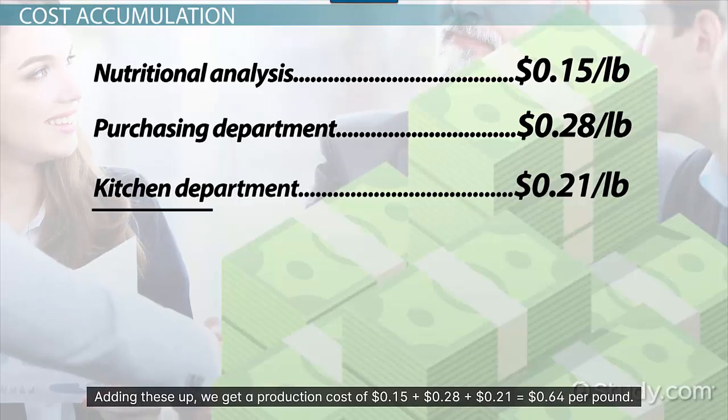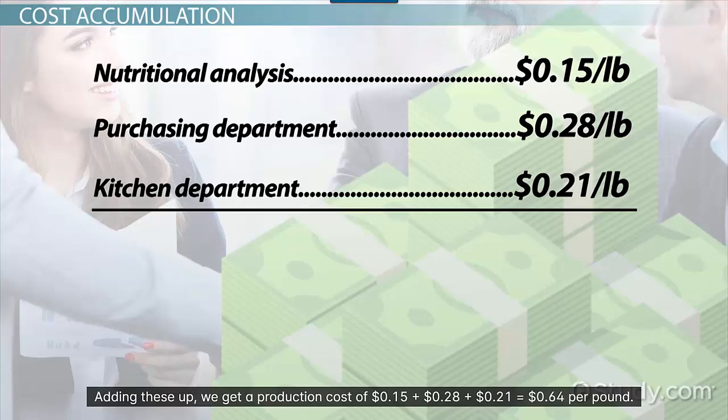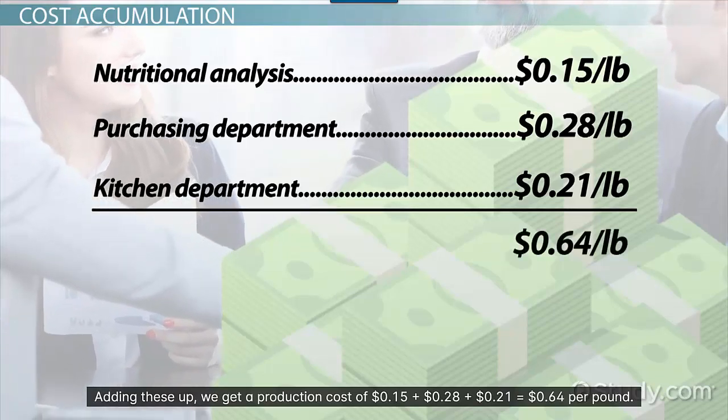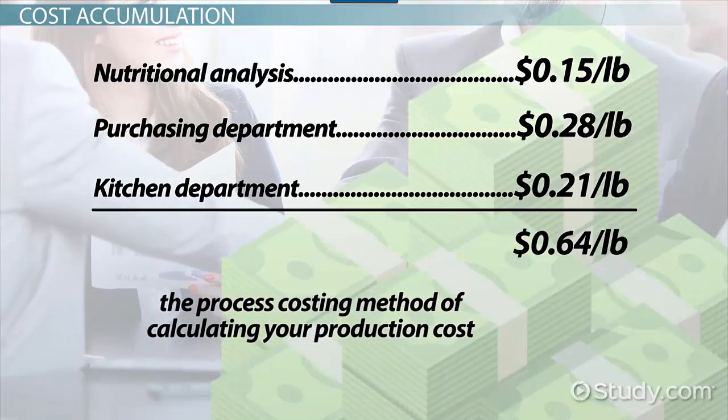Adding these up, we get a production cost of 15 cents plus 28 cents plus 21 cents equals 64 cents per pound. This is the process costing method of calculating your production costs.